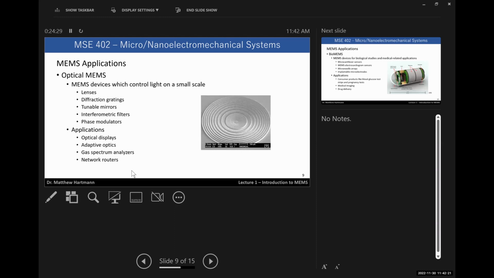Optical MEMS are just MEMS devices which control light on small scales, so they can make micro lenses, diffraction gratings, mirrors, interferometric filters, phase modulators. They're used in displays, optics, spectrum analyzers, and routers. On the right-hand side of this slide, we have a picture of a Fresnel lens. Excuse me, I almost mispronounced it. So a Fresnel lens is used in either the collection or collimation of light.